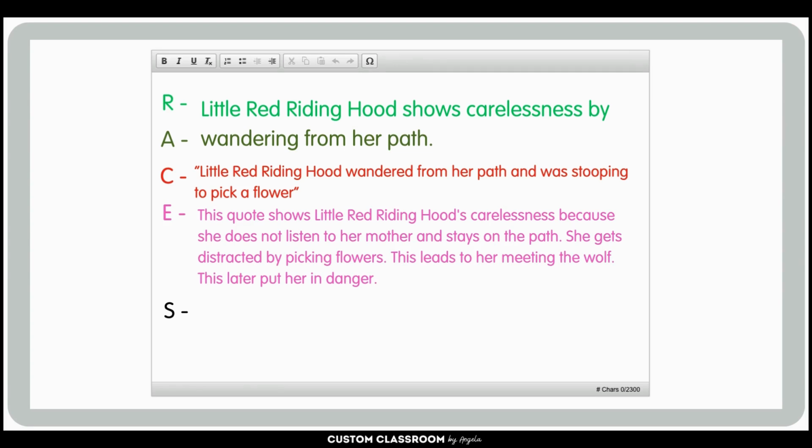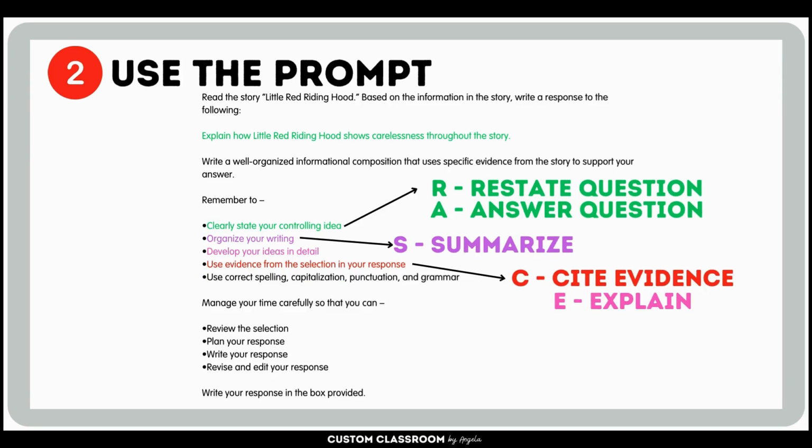So here you can see that there is this piece of text evidence, but without further explanation and connecting back to her mother telling her to stay on the path and then her meeting the wolf, which leads to danger, that quote is not enough to thoroughly answer the question. Next, it takes us to the summary, which is essential here.